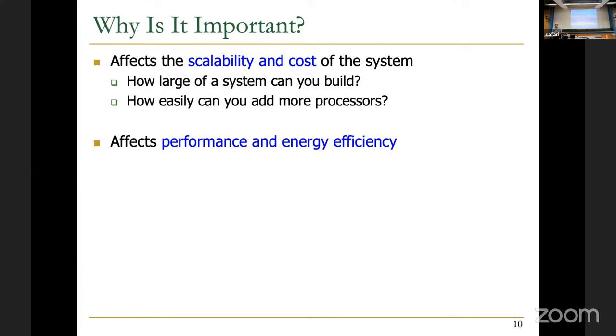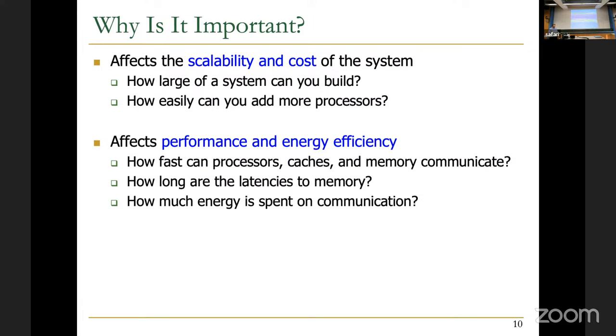And that's exactly one of the reasons why this topic is quite important. An interconnection network affects performance and energy efficiency of the system. Basically, how fast can the processor, caches, and memory communicate? So the performance of the interconnection network is quite important. How long are the latencies to memory? And also, what is the throughput of your interconnection network, or what's the bandwidth of that?